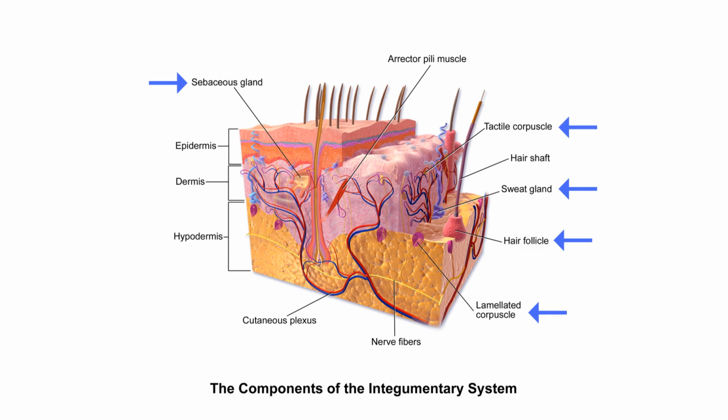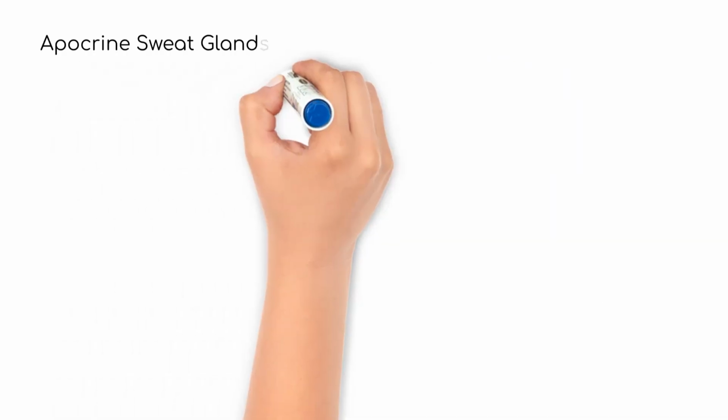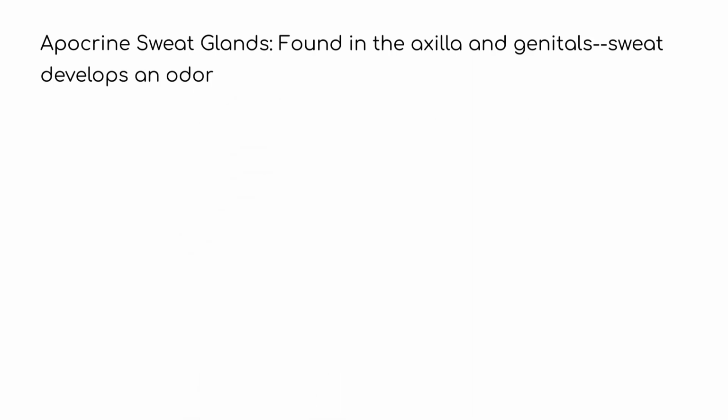A small oil-secreting gland called a sebaceous gland surrounds each follicle. The gland secretes an oily substance called sebum. A tiny band of smooth muscle called an erector pili muscle attaches to the hair follicle. The erector pili muscle responds to the sympathetic nervous system and causes the muscle to contract, causing the hair to stand up. There are two types of sweat glands.